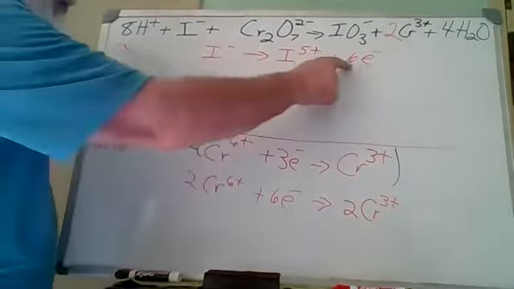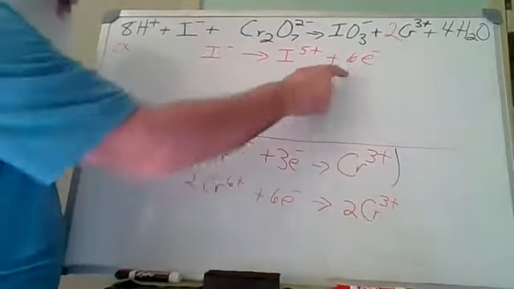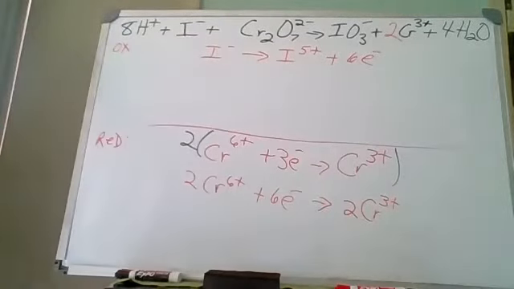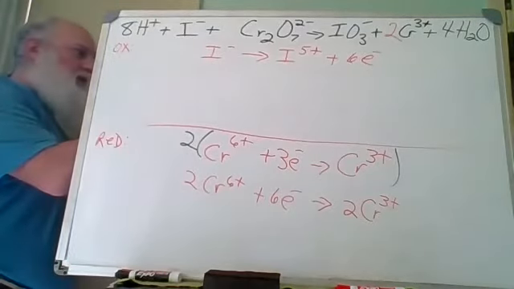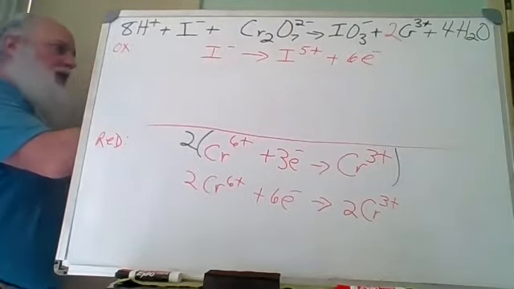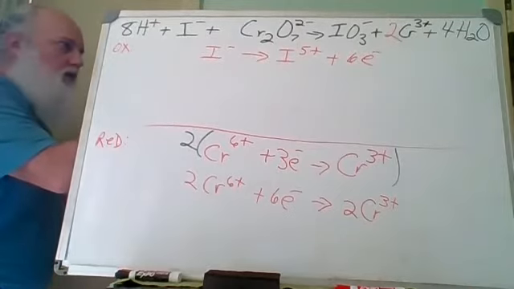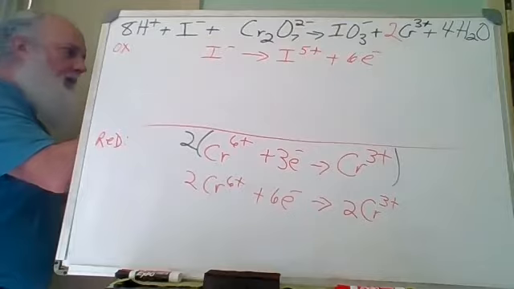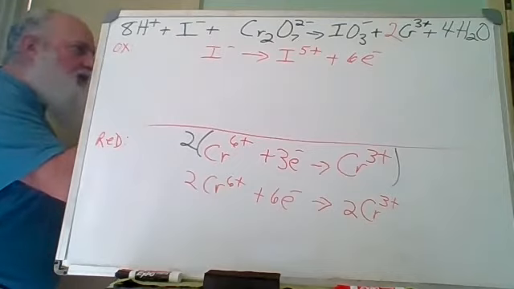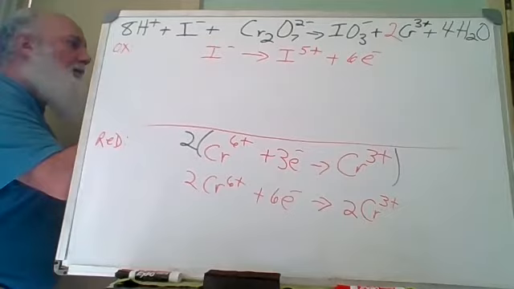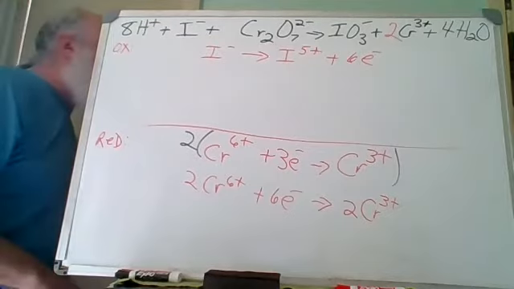How many electrons are transferred during this reaction? 6. 6 electrons are transferred. Any questions or comments? Come on, this is your first acid reaction you've seen. You got a question, speak up. All right, we're all good? Okay, let's take a look at this one. Here's a good one.